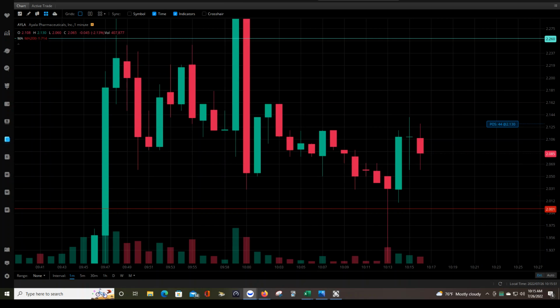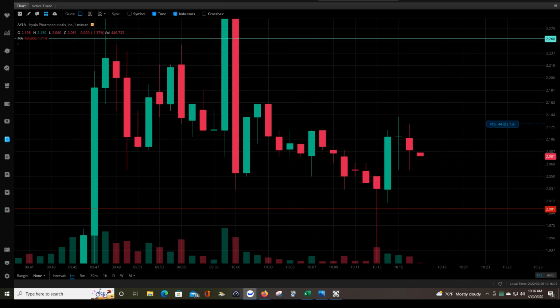I'm risking, let's see, 13 cents times the shares. So about $5-ish, something like that, maybe close to 6 on this trade. Same as the last one, just to show you how well Webull executes the trades.